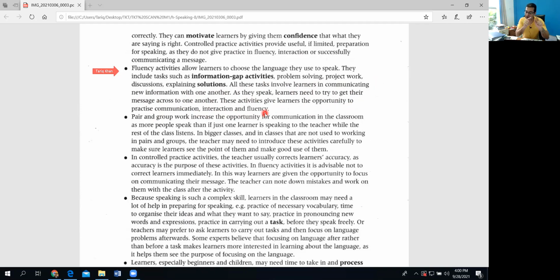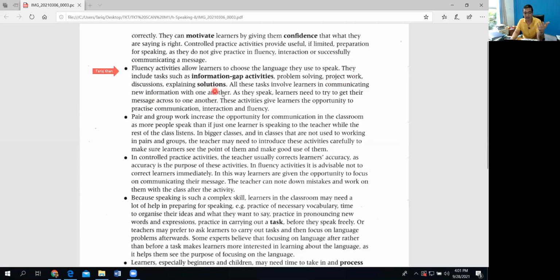In the previous one, controlled practice activity, it is good to give confidence to the student in a particular part of the language, but it does not help with the fluency, interaction, discussions and communication. But in the next point, they tell us when we want to practice fluency and communication, then we can do information gap activities. Check in the glossary, you will find the definition of it.